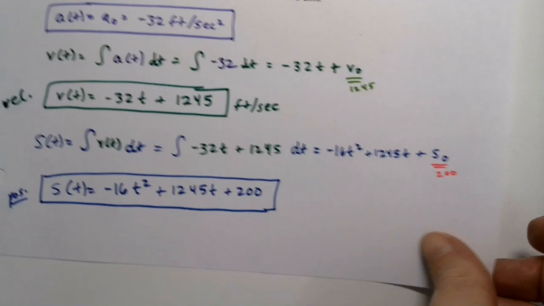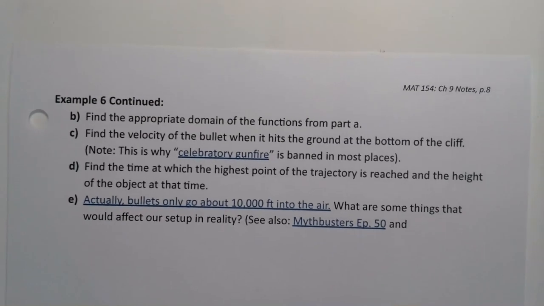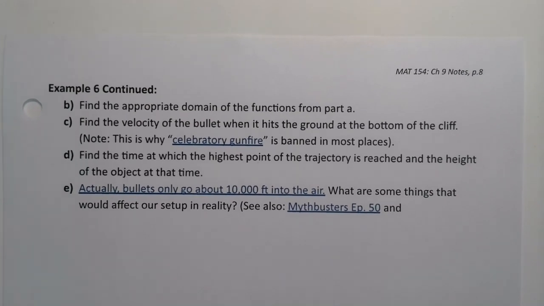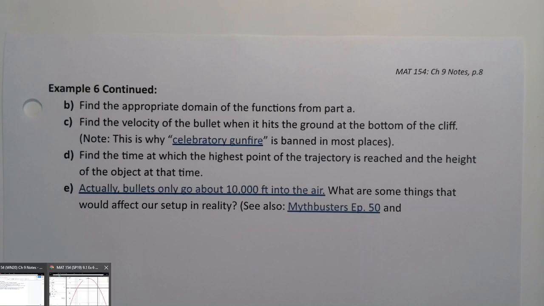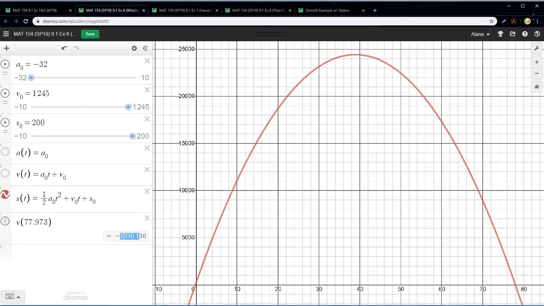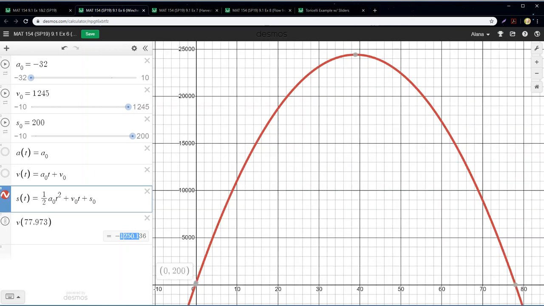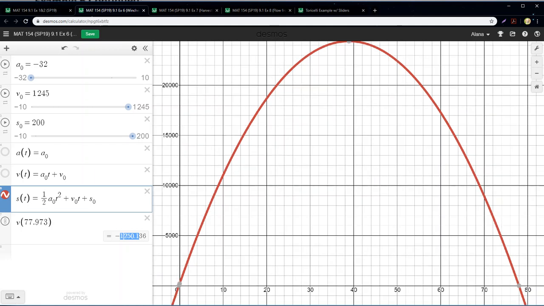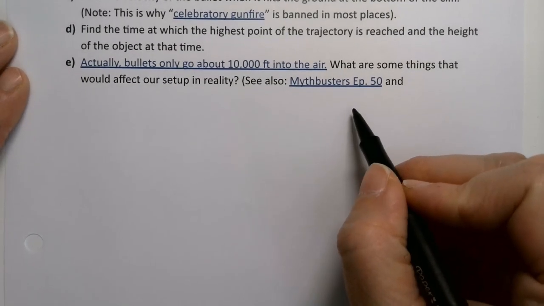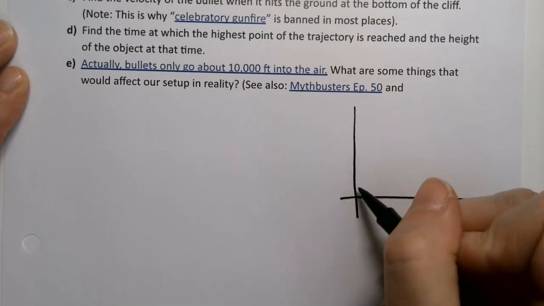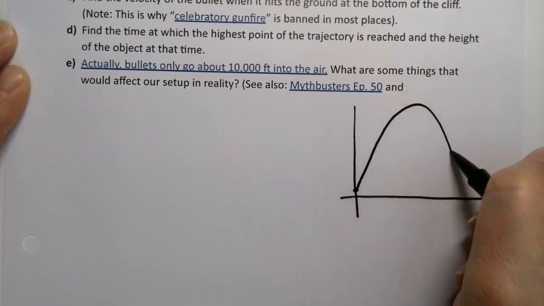All right, next, for part B, we want to find an appropriate domain for the functions from part A. Well, it will only really work while the bullet is up in the air. So it would pay to actually look at a graph of this, which I happen to have drawn right here. It starts off at 200. It's really small, but it's there. And it goes all the way up and all the way back down. So I'm going to draw this graph and include a scale on my paper. So it looks like this. Starts at 200, goes way up and way back down.